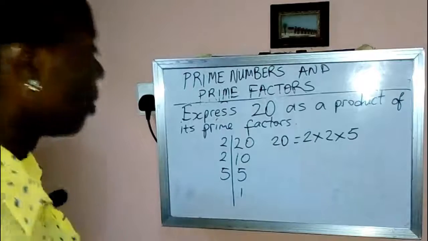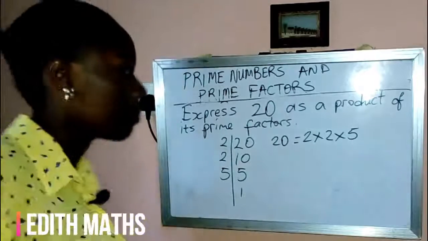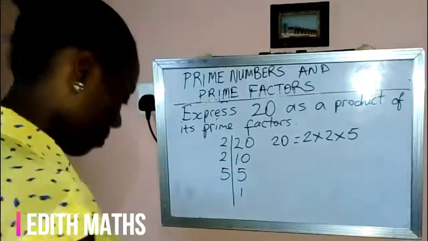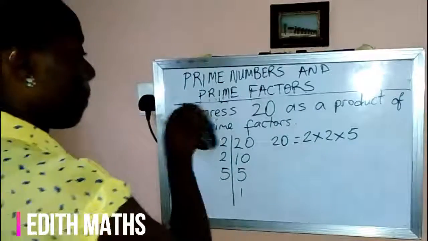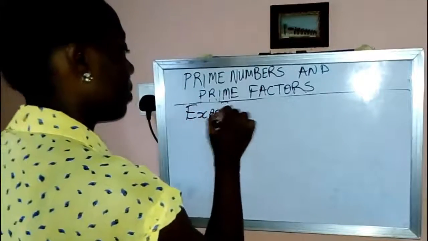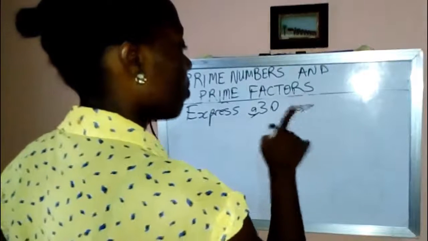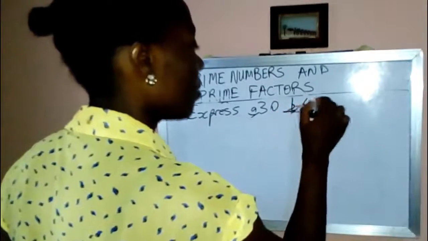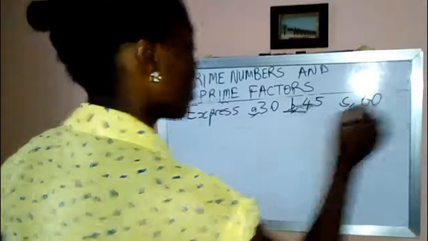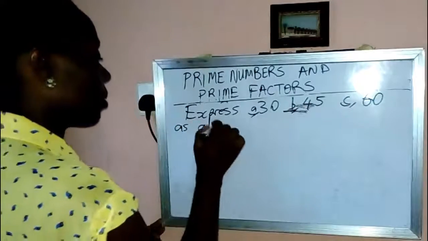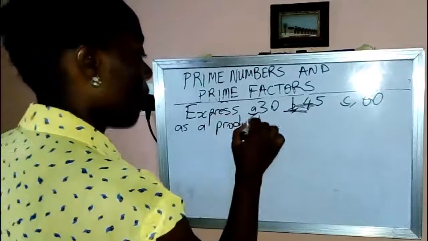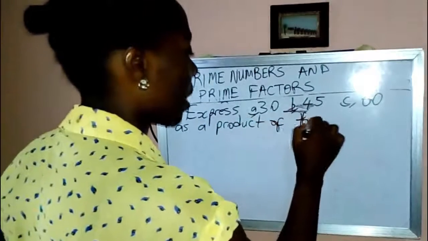Okay, alright, now let's see other questions. Express A, 30, B, 45, and C, 60 as a product of their prime factors.